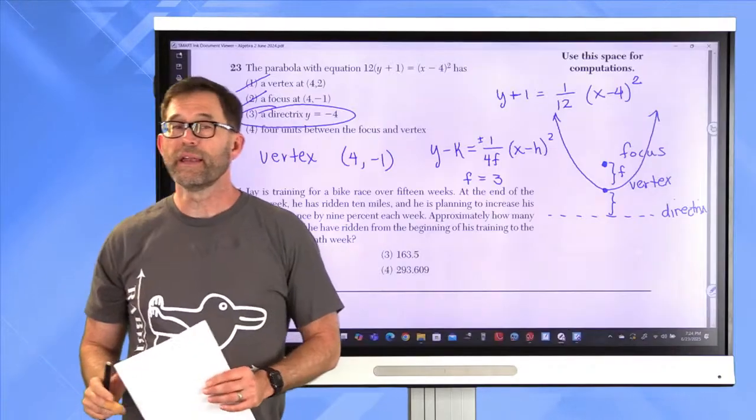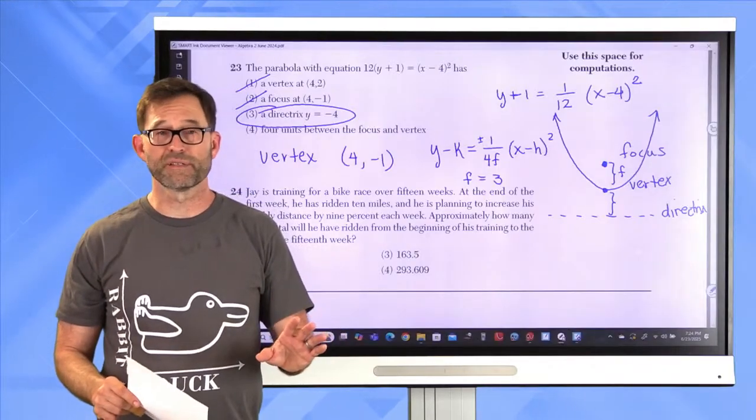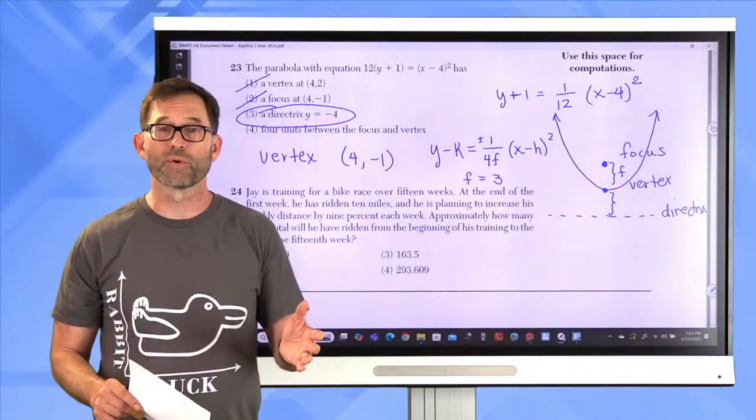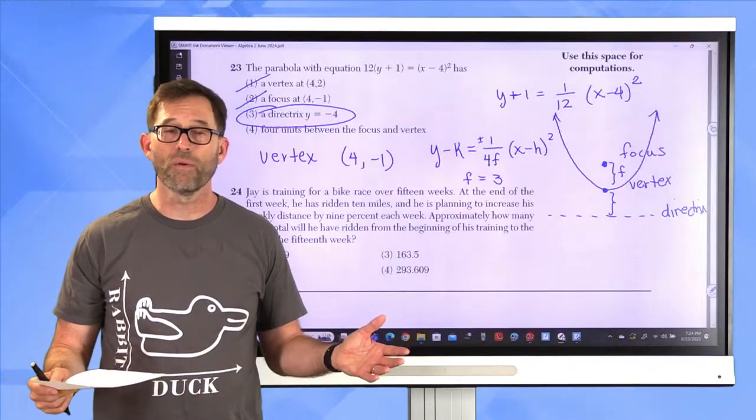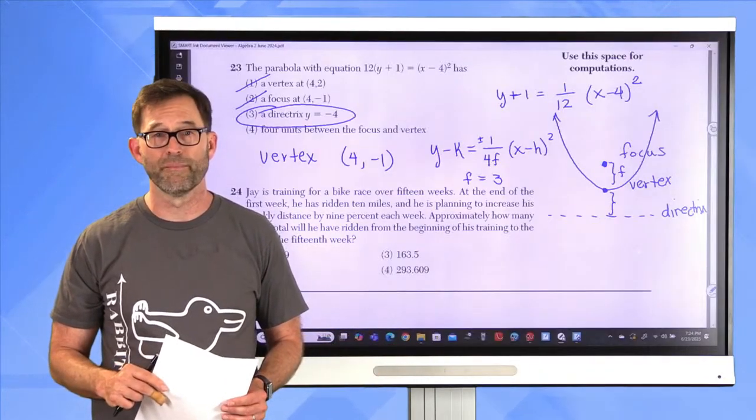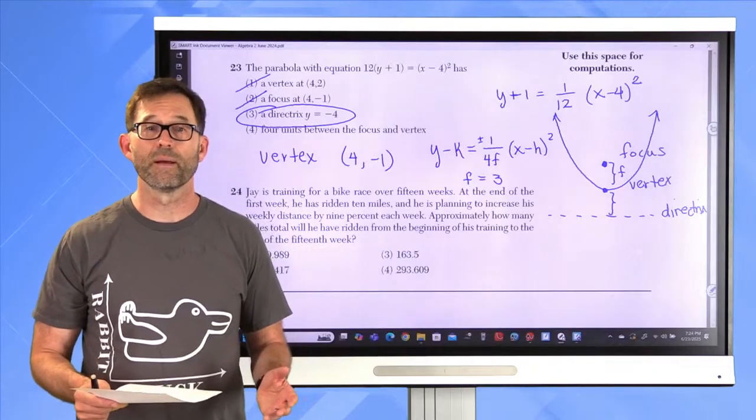That is definitely not the purpose of the standard that actually shows up in the Common Core standards, but it is the only way that I think you can do this problem. Let's take a look at number 24.